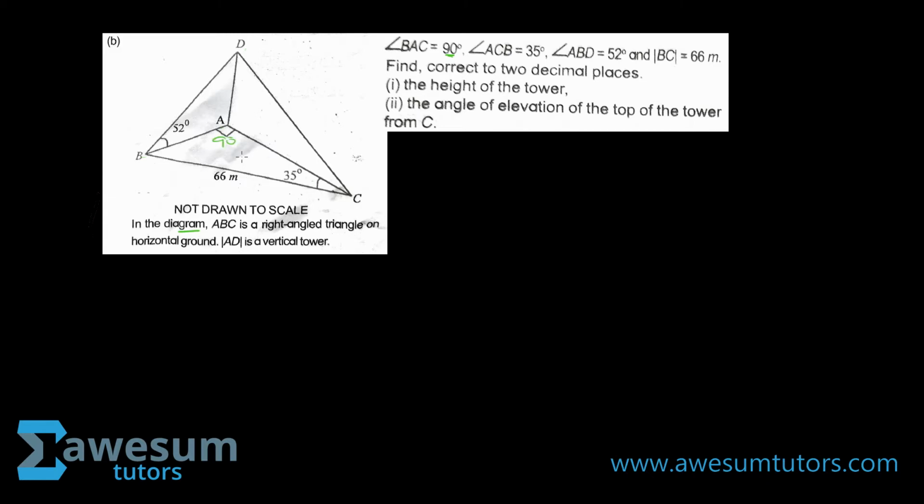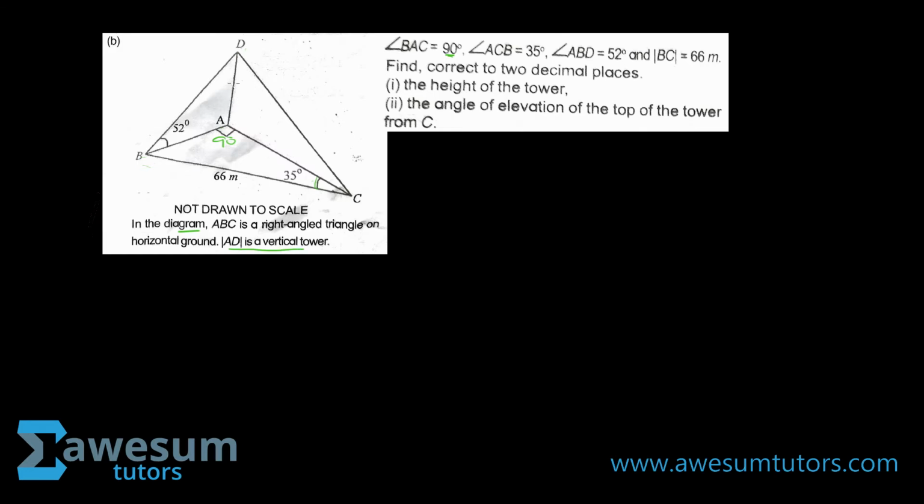Angle ACB is 35. This is 35 right here. Angle ABD is 52 degrees, and line BC is 66 meters. Find, correct to 2 decimal places, the height of the tower. Okay, we want to find the height of the tower, which is AD. AD is the height of the tower because we have been told that line AD is the vertical tower.